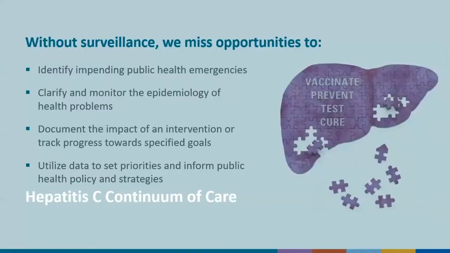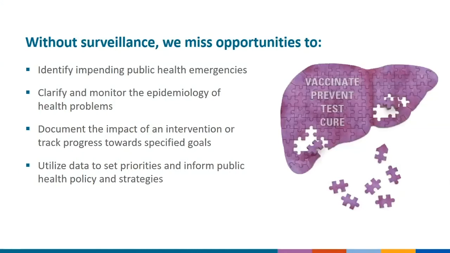Without surveillance, we miss opportunities to identify impending public health emergencies, to clarify and monitor the epidemiology of health problems, to document the impact of an intervention or track its progress towards specified goals, or to utilize data to set priorities and inform public health policy and strategy. Furthermore, building a Hep C continuum of care is predicated on having good data. Robust surveillance data is critical to accurately characterizing disease burden, trends, and progress along the continuum.